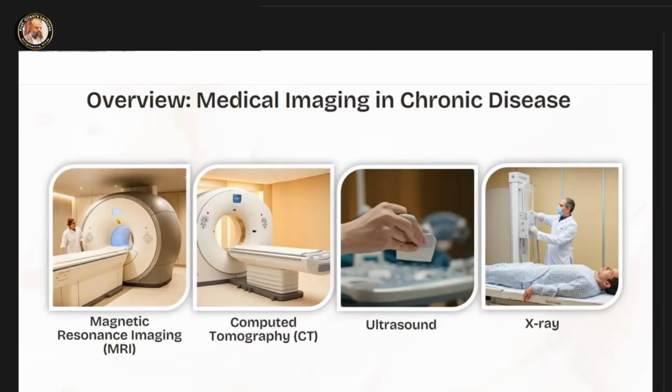Ultrasound is non-invasive, radiation-free imaging, ideal for cardiovascular assessment, abdominal conditions, and pregnancy monitoring in chronic illness. Whereas X-ray is fundamental for monitoring bone health, joint disease progression, and chest conditions like COPD and pulmonary fibrosis.